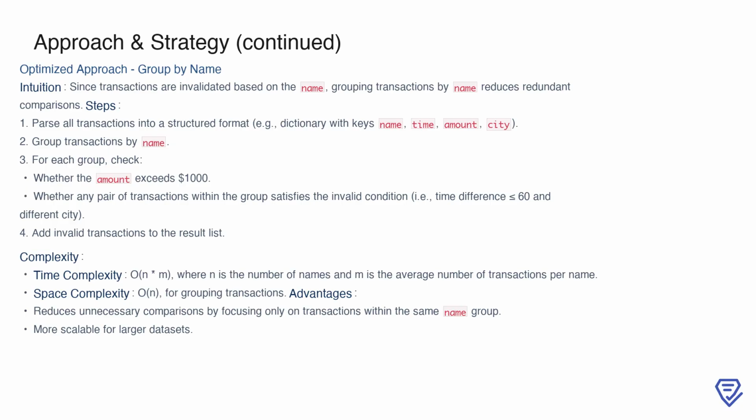The time complexity is O(n*m), where n is the number of unique names and m is the average number of transactions per name. The space complexity remains O(n) for storing the groups. This approach is more scalable and avoids the redundancy of the brute force method.